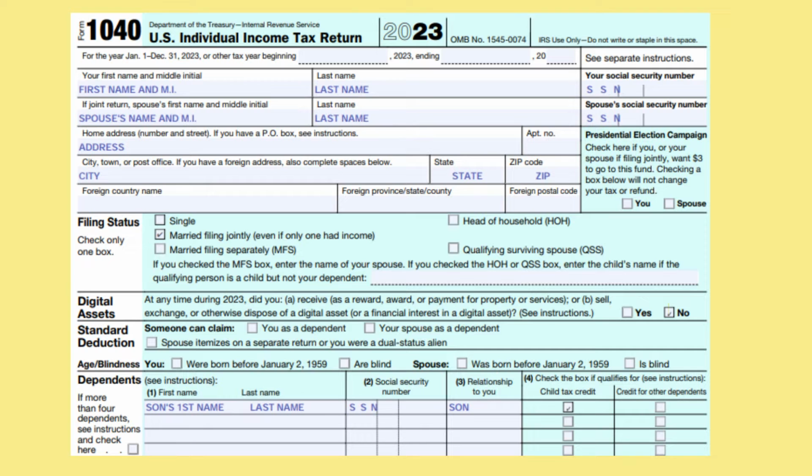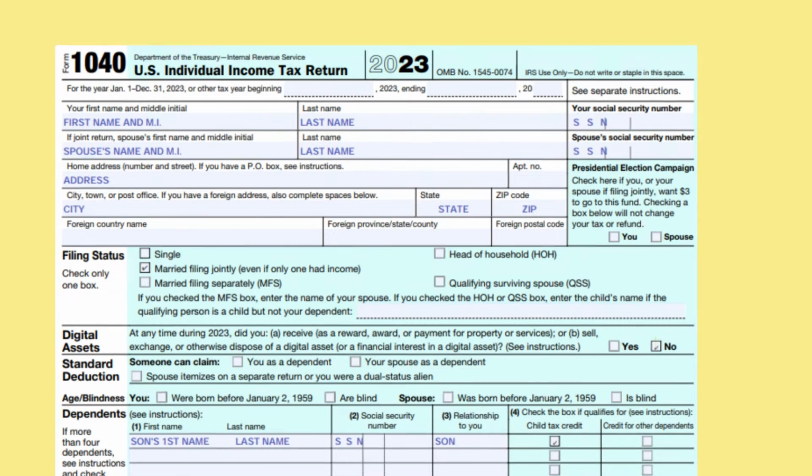Under the dependent section, since you have a 13-year-old son, you will fill out his name, his last name, his social security number, his relationship to you, which is a son, and check the box that he qualifies for the child tax credit.